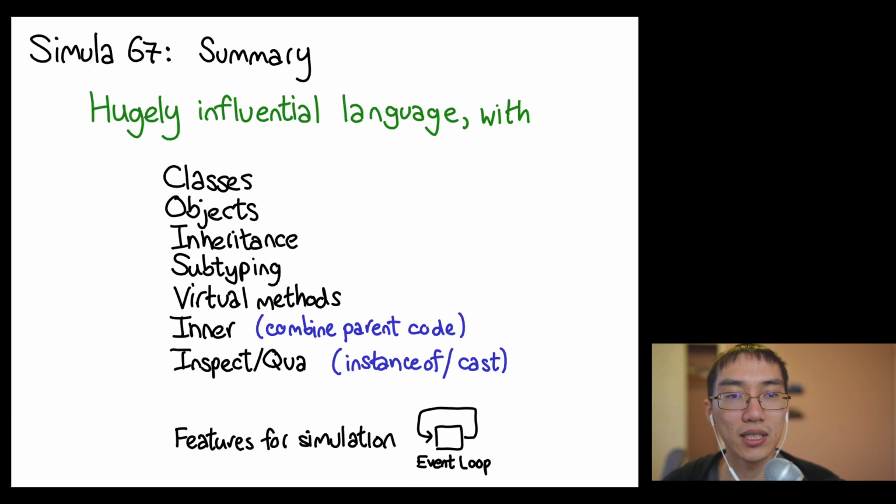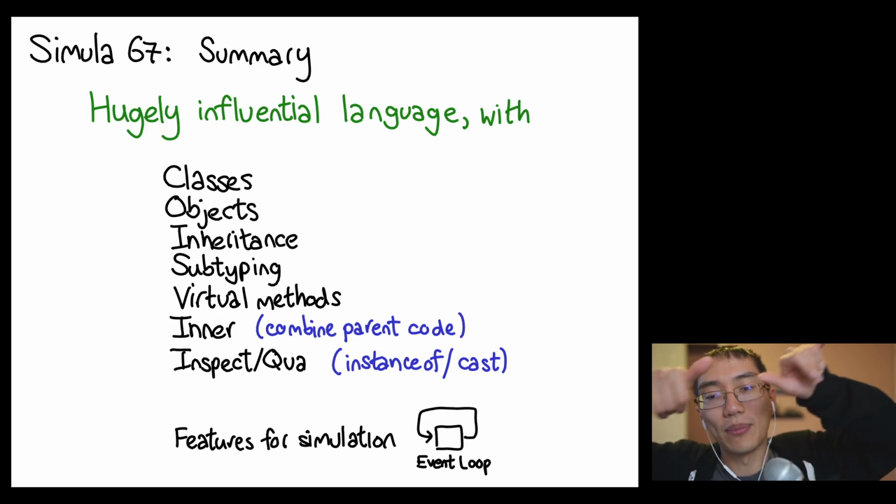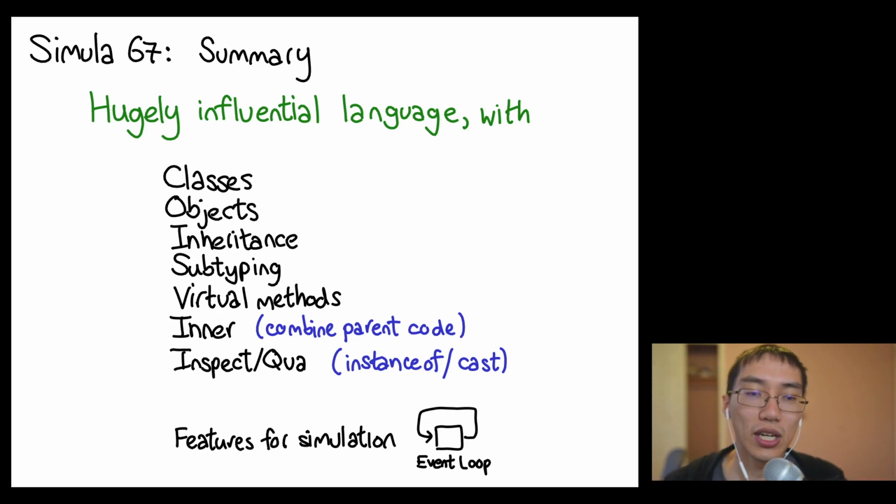Okay, so to summarize, Simula was a hugely influential language. It defined what classes were, objects, inheritance, subtyping, virtual methods. It also even had some interesting features. So one feature is inner, and that's basically a way of combining parent code in the classes. And it also had inspect and qua, which in modern languages we would think of as instance of. Given a class, can I tell what instance it actually is, and can I convert a class somewhere else?